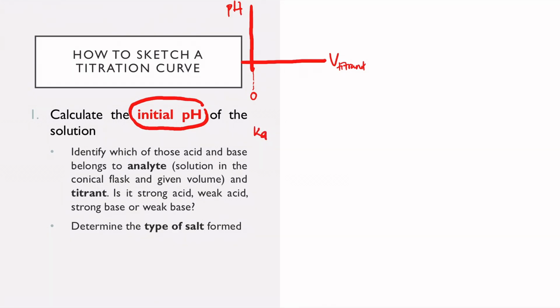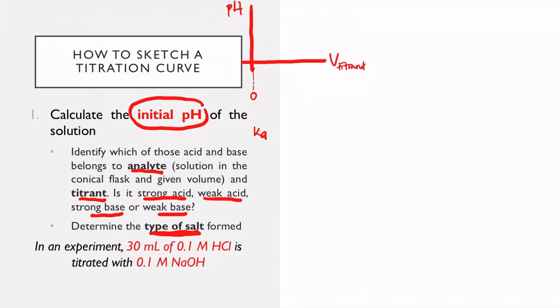Ka given. Okay, ingat tu. So first, you need to identify which of those acid and base belongs to the analyte. So, which is your analyte and which is your titrant. And then, you have to know, is it a strong acid, strong base or weak base. And then, you have to determine the type of salt that will be formed. So, after you know that, kan.